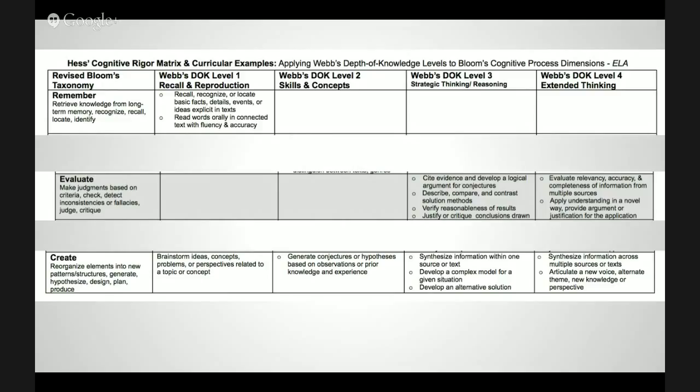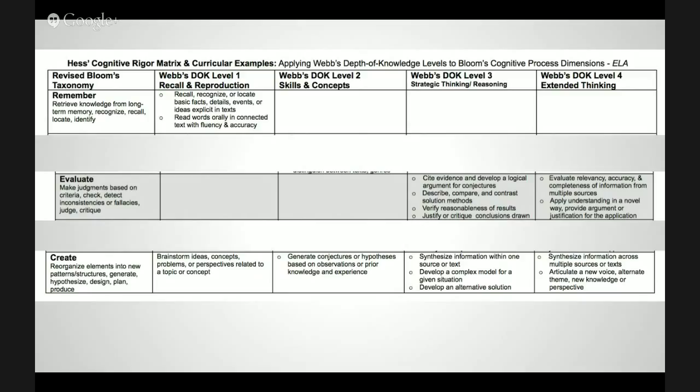It could in fact be DOK level 1. Create a brainstorm of an idea. That is the lowest level trigger. But you can also create a synthesis of information across multiple texts, multiple sources, creating a new knowledge, new project that has never been seen before. That's a DOK level 4. So be very careful with just thinking that if it's create, it's the highest level Bloom's, then that means it's the highest level DOK. It's very tricky there.